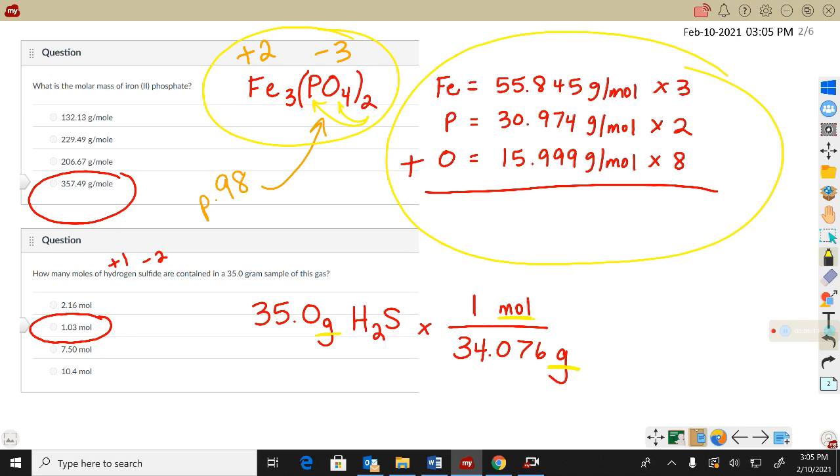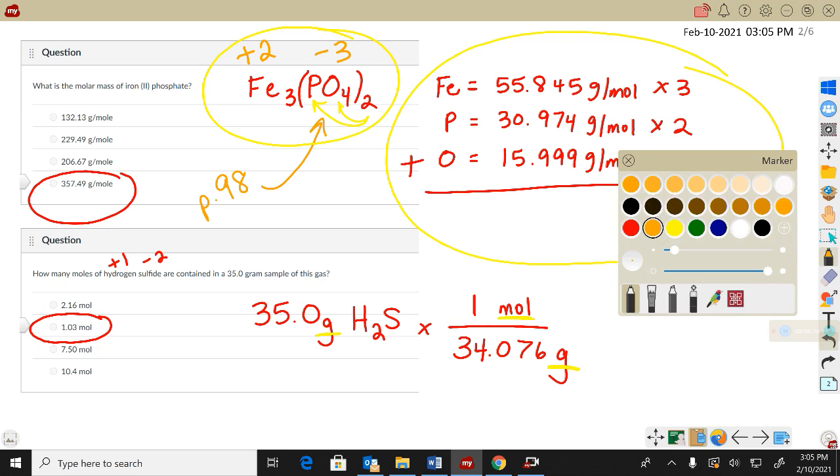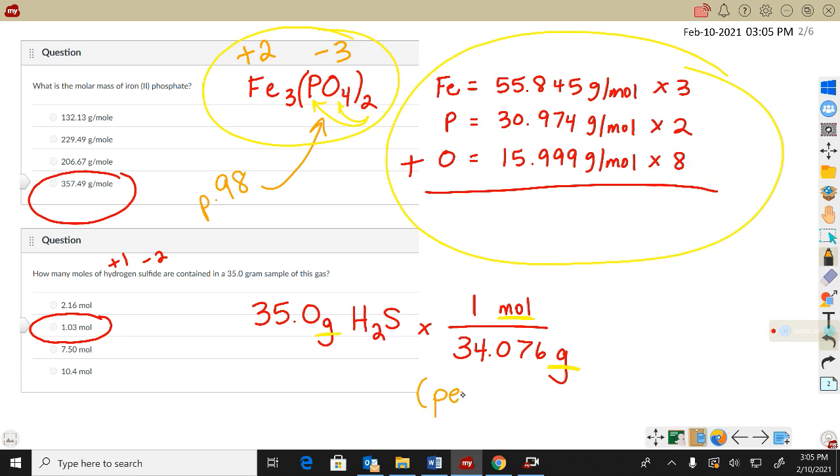Then I can go in and put the numbers in. Anytime you see the unit mole, the number is going to be a 1. Anytime you see the unit grams, it's going to be off your periodic table. So this guy here is from my periodic table. Now I just had to add it up. So that 34.076, that's the molar mass of H2S.